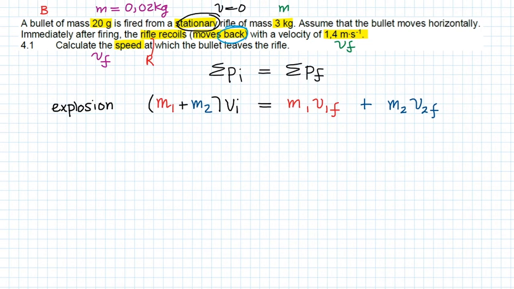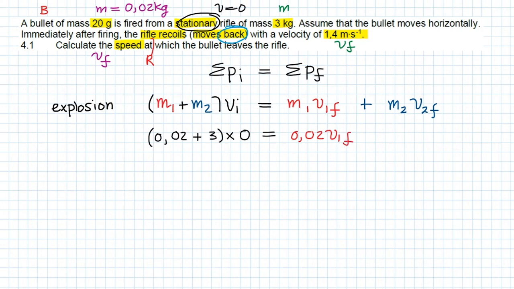Both of the objects start off, in a sense, as one with the same velocity. So if we plug values into the formula, we have that the mass of the bullet is 0,02, the mass of the rifle is 3, and they both start off with a velocity of 0 meters per second. After the collision, the mass of the bullet is still 0,02. We're looking for its final velocity. That is what we're looking for now.